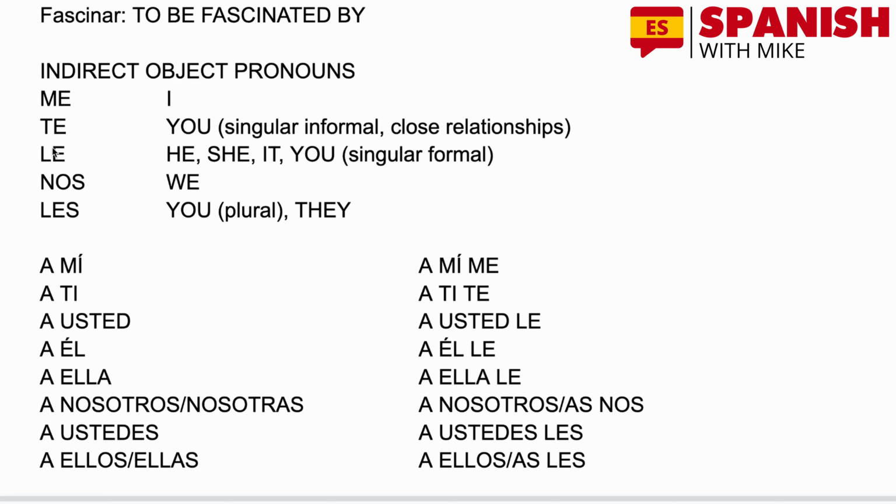And remember, sometimes we use these two words before the indirect object pronoun, for emphasis. Most likely, not necessarily, but most likely. So we can either say me or a mí me. We can say te or a ti te. We can say le or a usted le. We can say le or a él le or a ella le, nos or a nosotros nos, or a nosotras nos, les or a ustedes les, and les or a ellas or a ellos les.